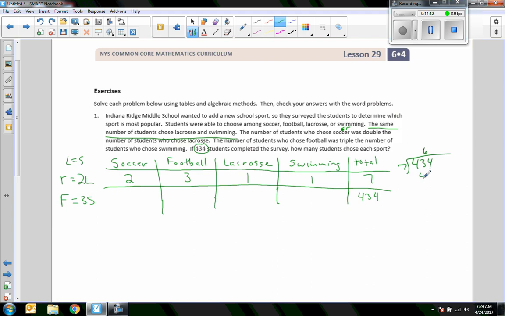7 times 6 is 42, and 2. So that means that if I divide the total by this total, I get 62. So 62 represents 1 person. So if I multiply 7 times 62, I get 434. Multiply 1 by 62, I get 62. 62 times 3 is 186, and 62 times 2 is 124.